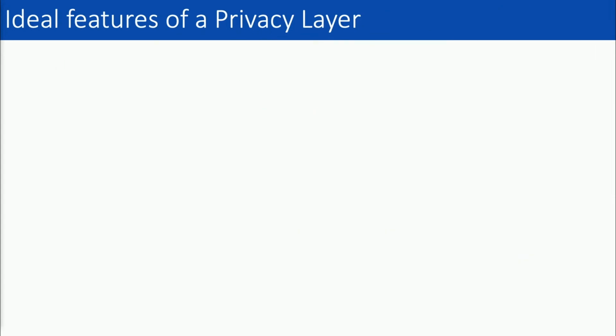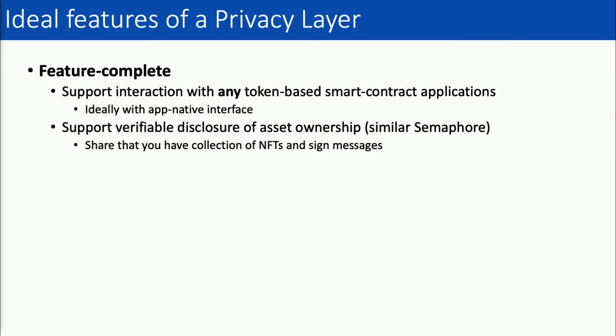And so let's talk about what we are trying to build. I'm going to explain the terms in the title of my talk. First, what I mean by feature complete. Feature complete means that our privacy layer should support interaction with any smart contract, right? So the user should be able to submit any sequence of smart contract calls and have them carried out from an address that actually owns assets.